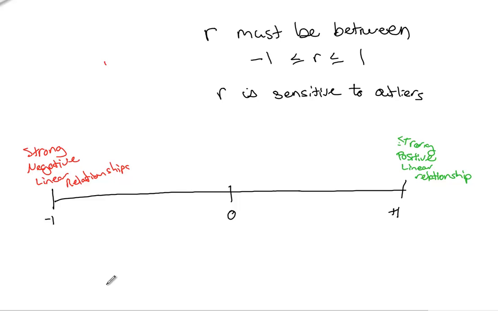The closer to 0 it is, the closer to it having no linear relationship. And it doesn't matter if it is positive or negative. The closer to 0 it is, the further away from having a linear relationship it will be.